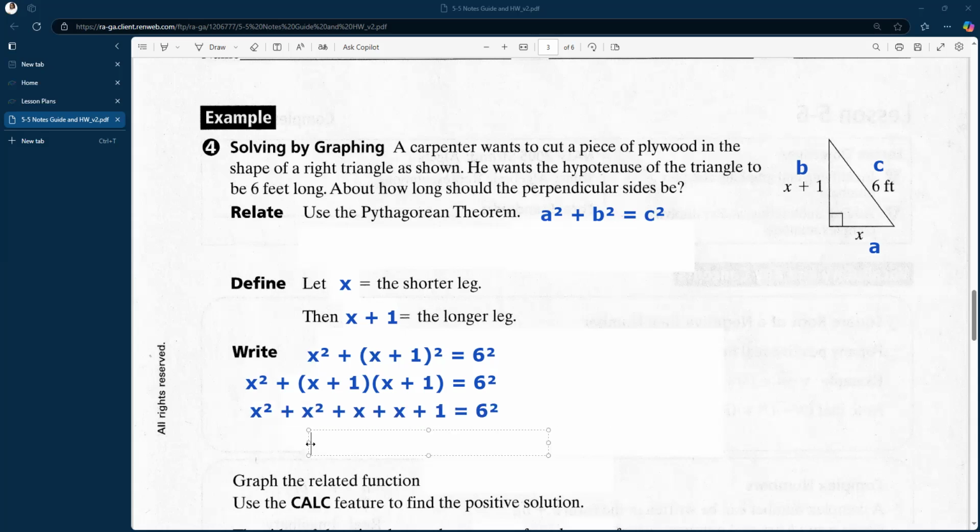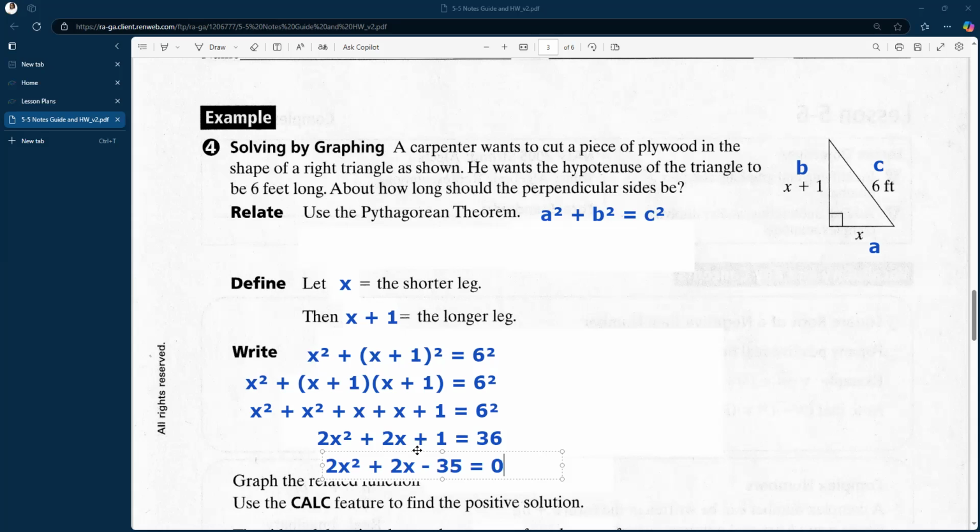Combine like terms, I get 2x squared plus 2x plus 1 equals 36. I'm attempting to solve for intercepts, so I am going to subtract 36 from both sides so that I can set my quadratic equal to 0. That gives me 2x squared plus 2x minus 35 equals 0.